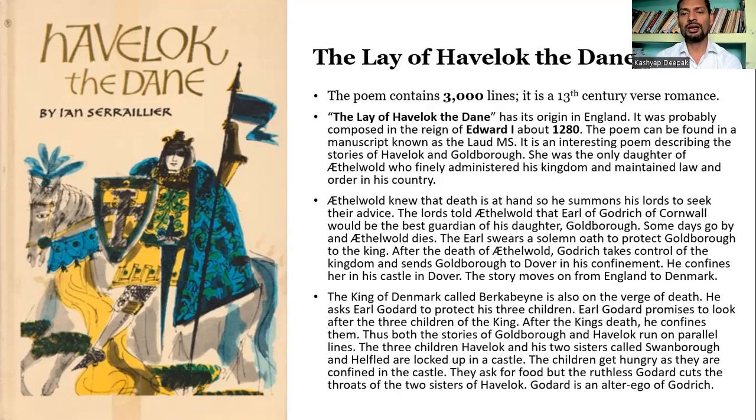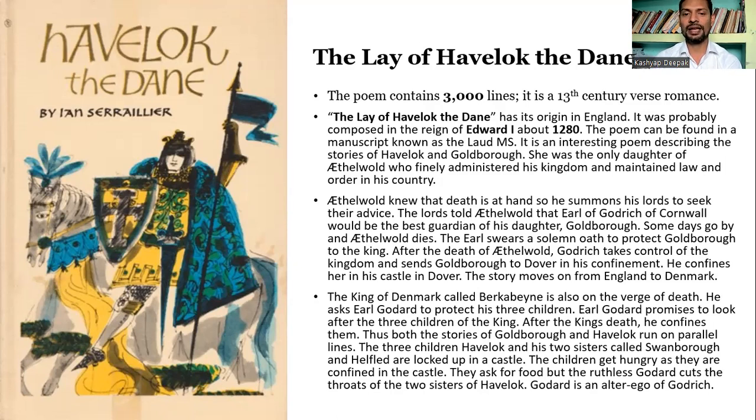The king of Denmark, called Birkabeyn, is also on the verge of death. He asks Earl Godred to protect his three children. Earl Godred promised to look after the three children of the king. After the king's death, he confines them. Thus, both the story of Goldborough and Havelok run along parallel lines. Three children, Havelok and two sisters called Swanborough and Helfled, are locked up in a castle.